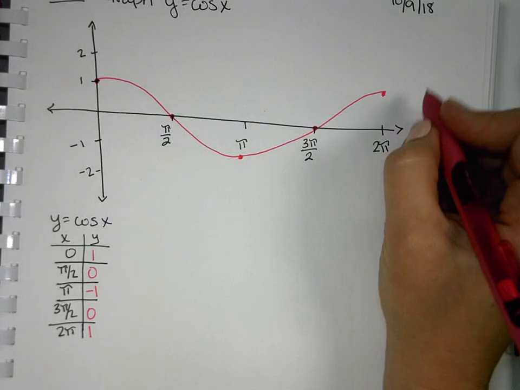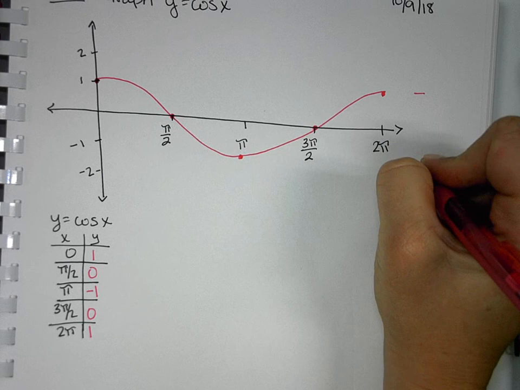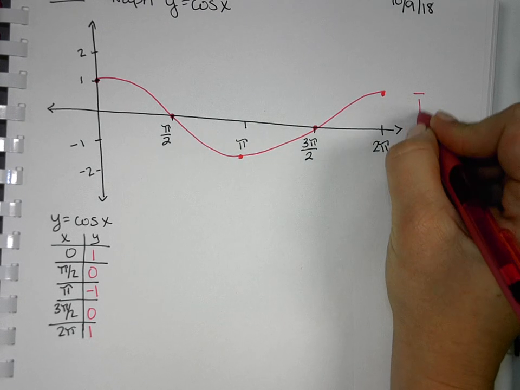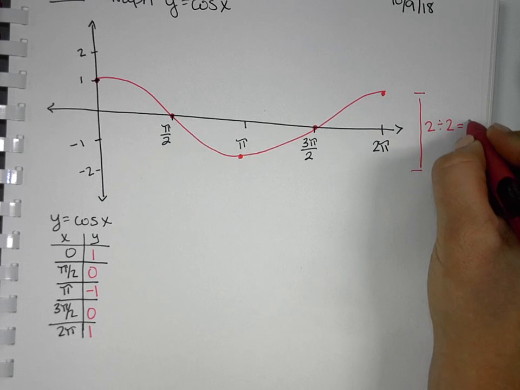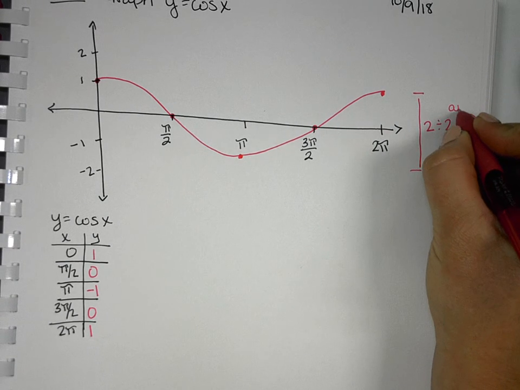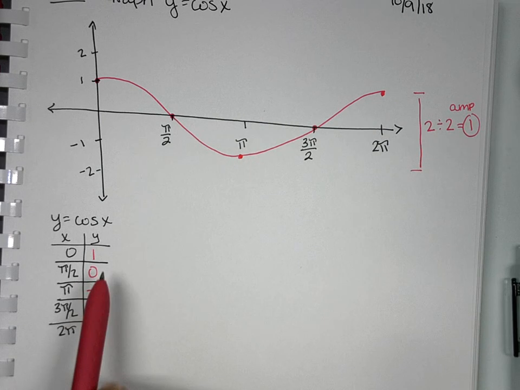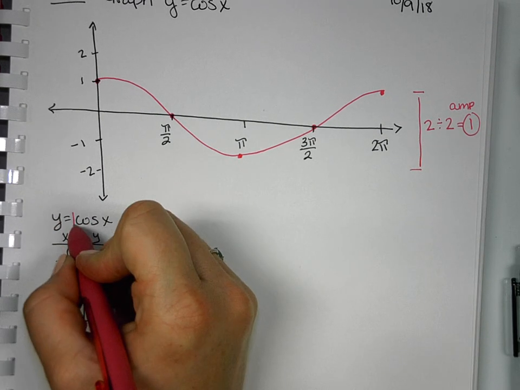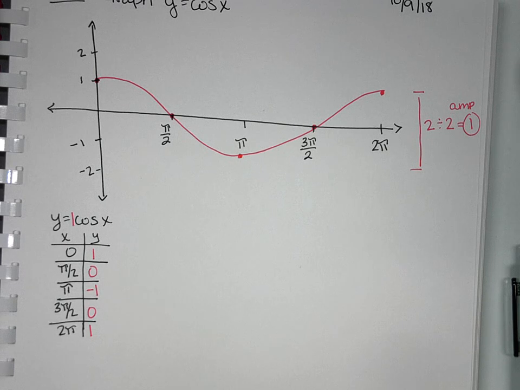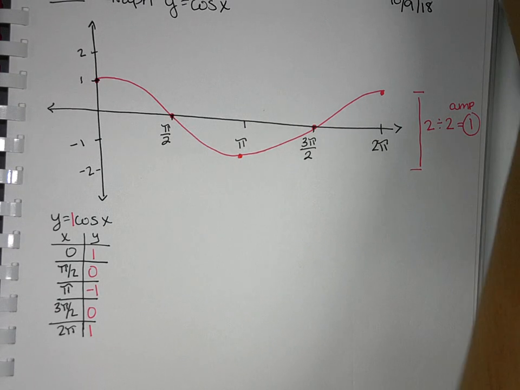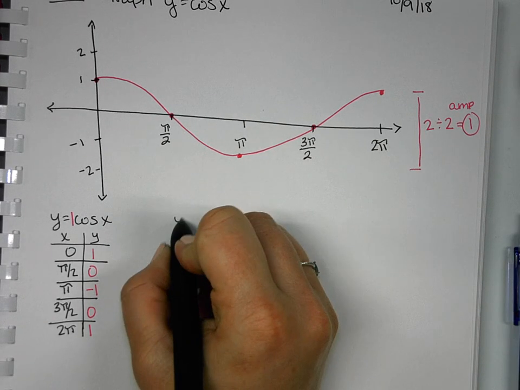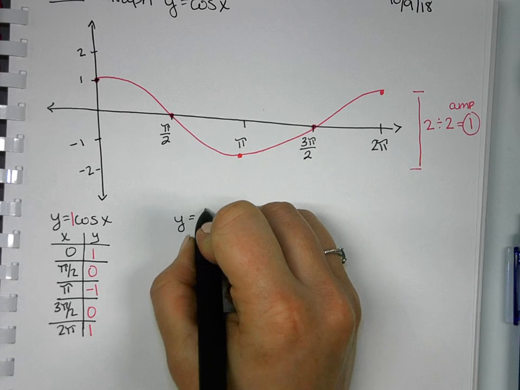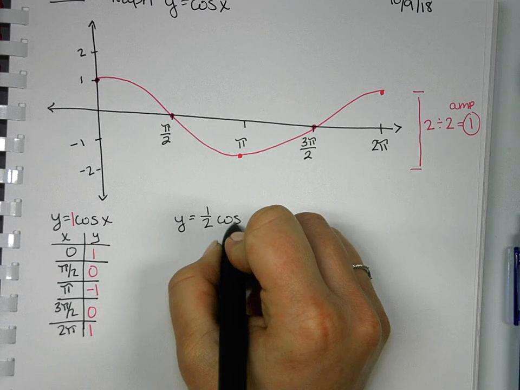And so if we look again at our amplitude, amplitude is highest to lowest, so that's a distance of 2. Divide that in half, and we have an amplitude of 1. So if we look at our coefficient, it was a 1, which makes sense that our amplitude would be 1. So let's go on to another one, and we're going to touch on amplitude again, just to review what that is. Here we're going to do 1/2 cosine x.